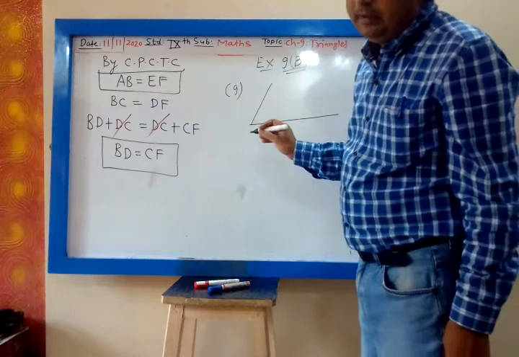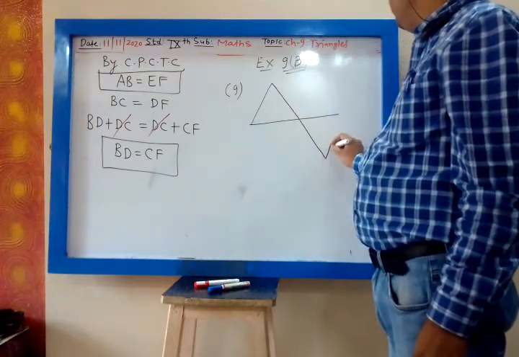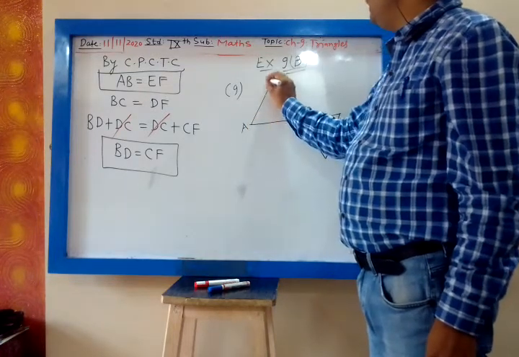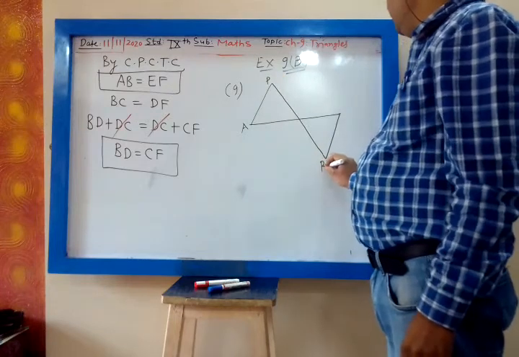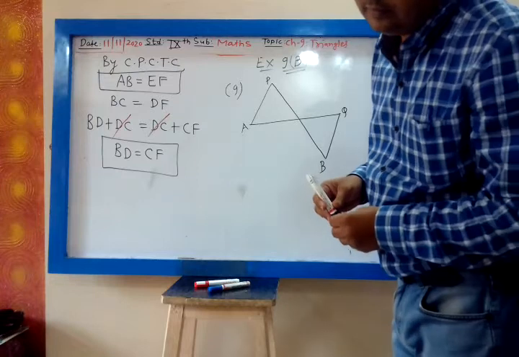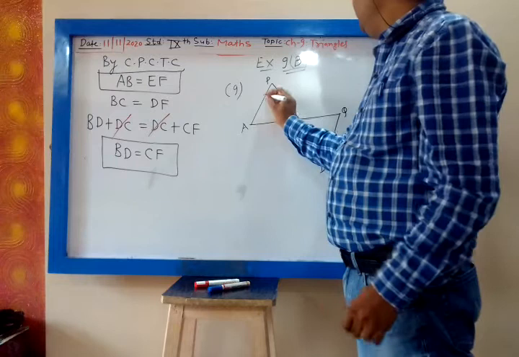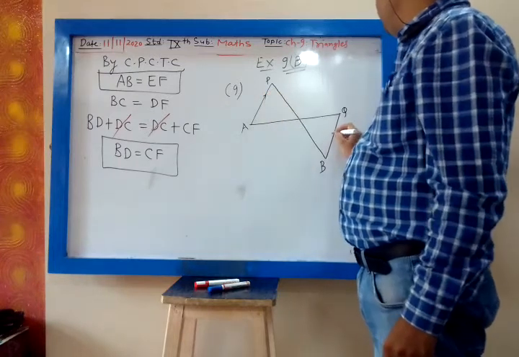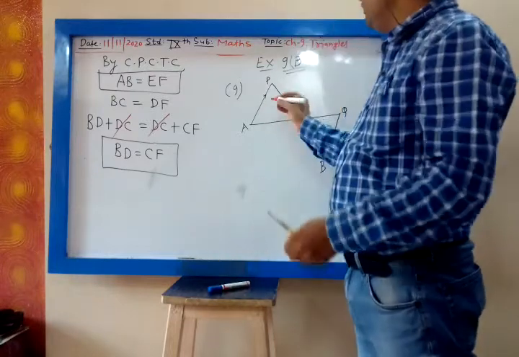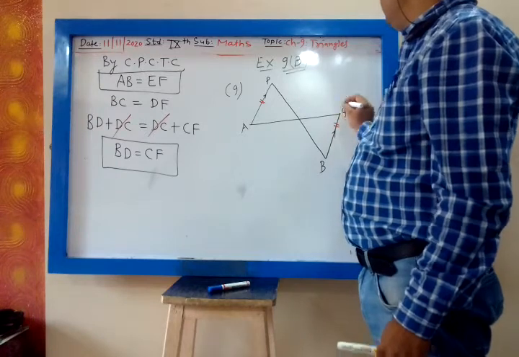So AP is parallel to BQ. They are given parallel and they are also equal. AP and BQ, they are parallel. This arrow is the symbol for parallel. And it is also given that AP and BQ, they are equal.